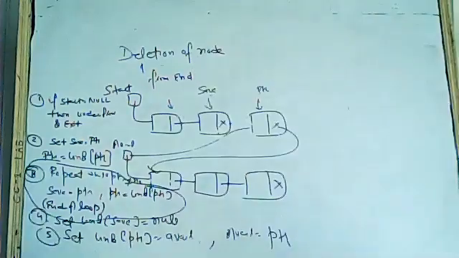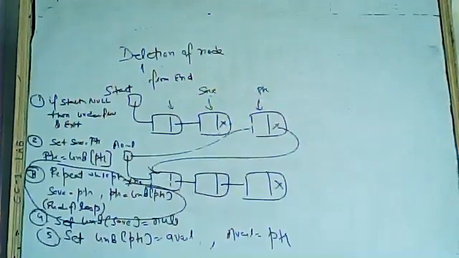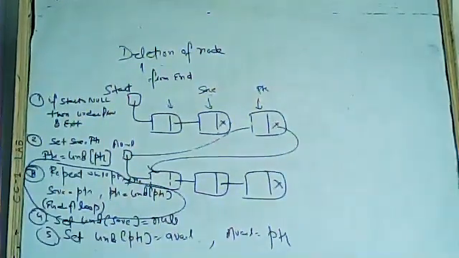Now, deletion of a node returns memory to avail. That memory goes to avail. And whenever you need memory, avail gives it.